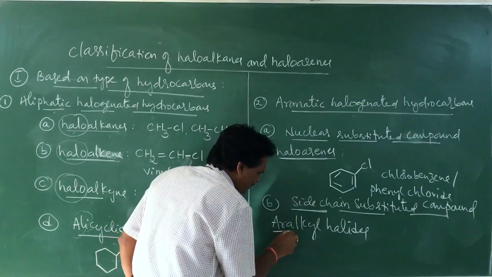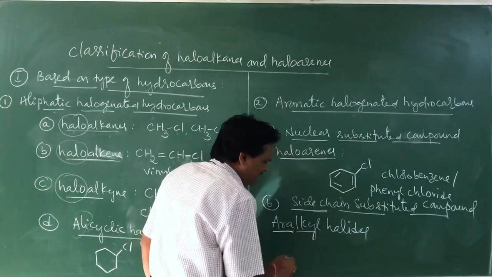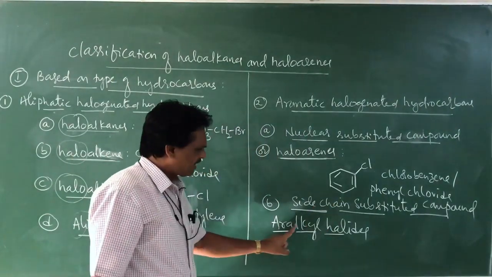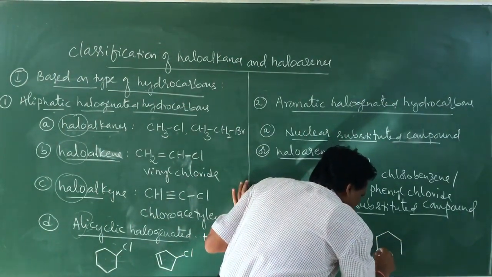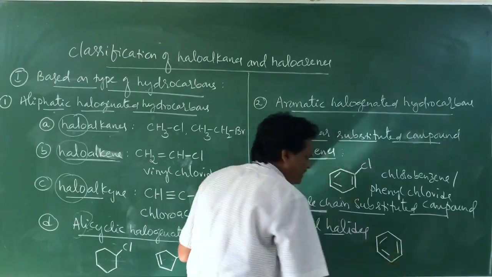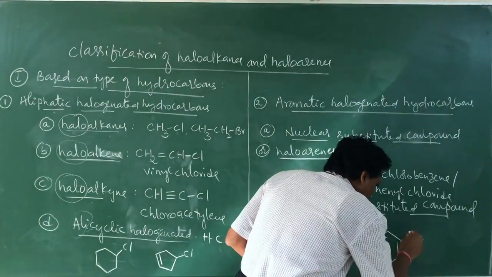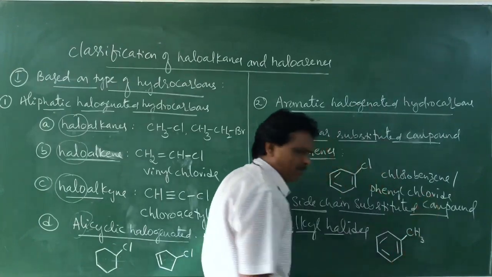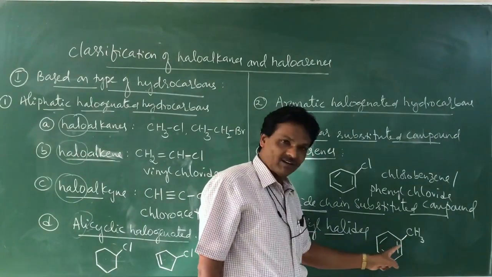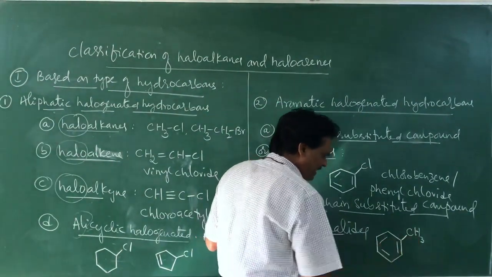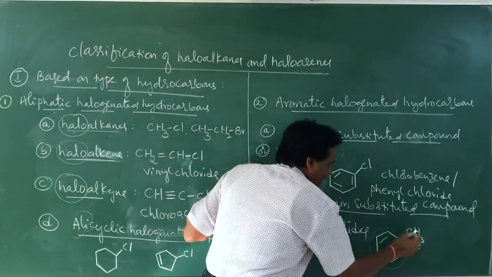Aryl halide: aryl means aromatic ring system, alkyl and halogen. Aryl halides, example: the aromatic group is benzene, so the aromatic compound is benzene. Aryl, alkyl. If one hydrogen atom of benzene is replaced by one methyl group, this is methyl benzene, also called toluene. Aryl means this group. Alkyl means this group.